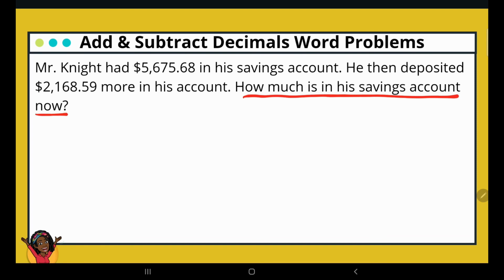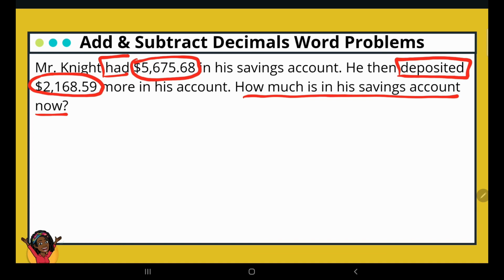So let's take a look at our numbers. So we're starting here. Okay, this is what he already had. So that's a positive. Now then he's going to deposit. The action of depositing is a positive movement, right? So he's adding money to his account. And then we want to find out how much money is there. So here we know that we're going to be adding these two numbers together.